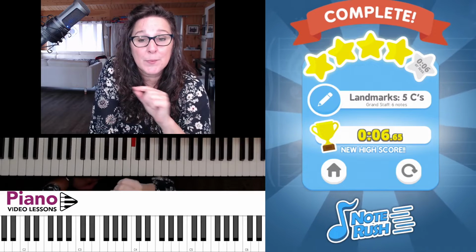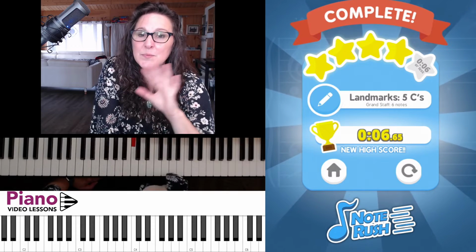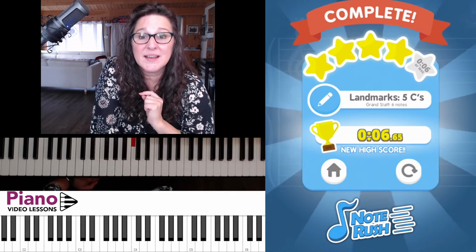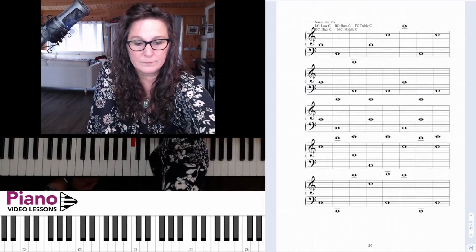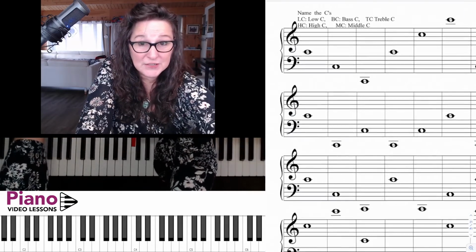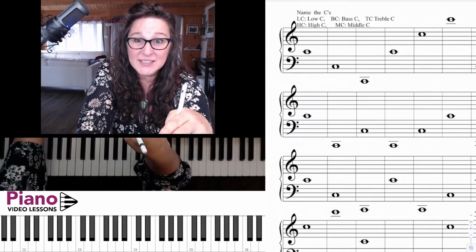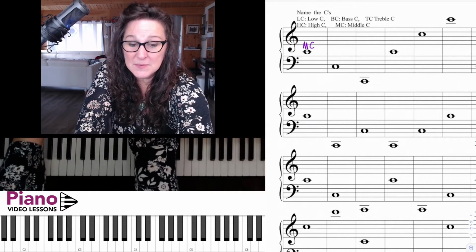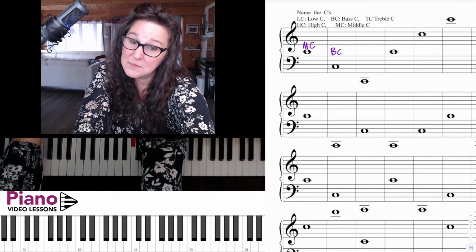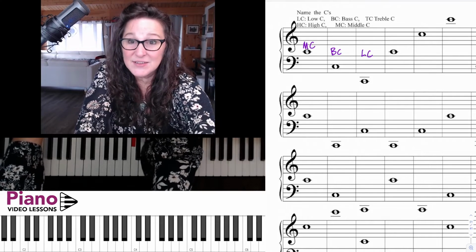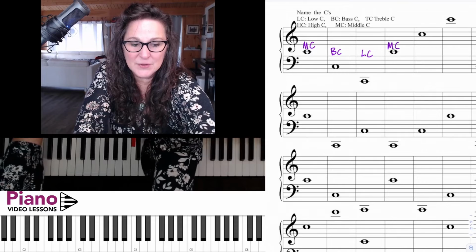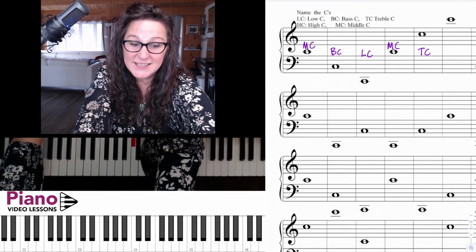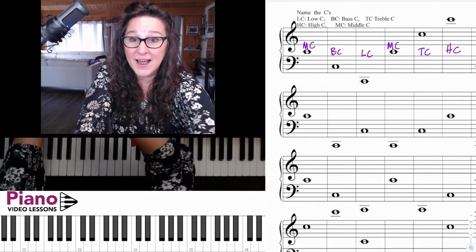And now let's go back over to our workbook where we're going to practice naming our new guide notes plus all of the notes we've learned in the previous lessons. All right, so this page is not very tricky, but you should probably not just say C for all the answers. You could use MC for middle C, BC for bass C, LC for low C, and then we'll have TC for treble C and HC for high C.